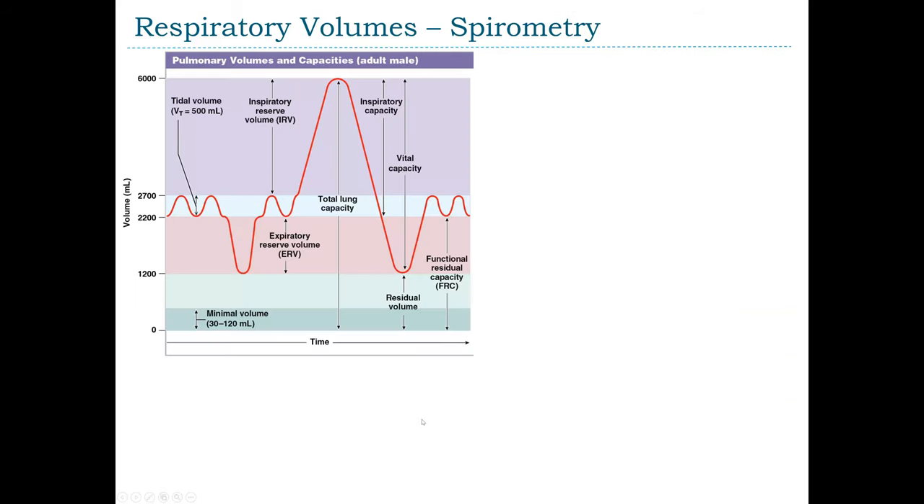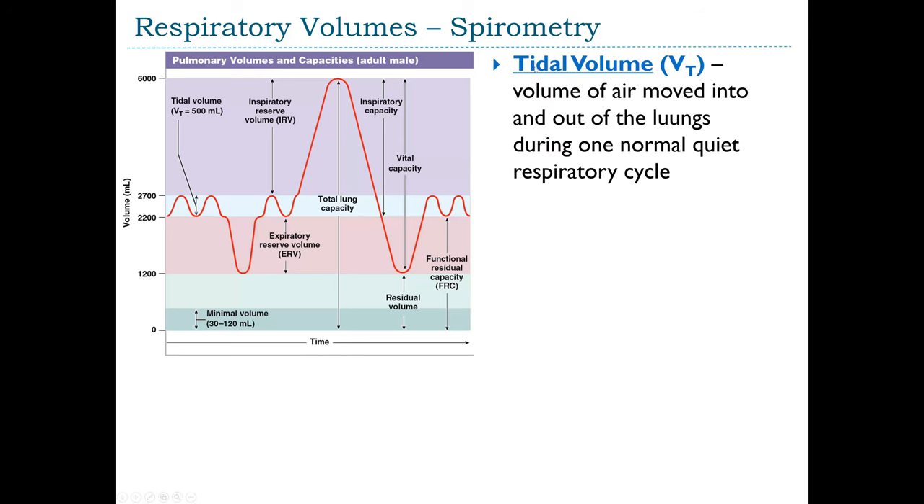So here is a spirometry graph. And the graph is showing the volumes and capacities for an adult male, but the only actual numbers we're going to look at are the ones for tidal volume, so we're not going to really look at the exact numbers for the other volumes and capacities.